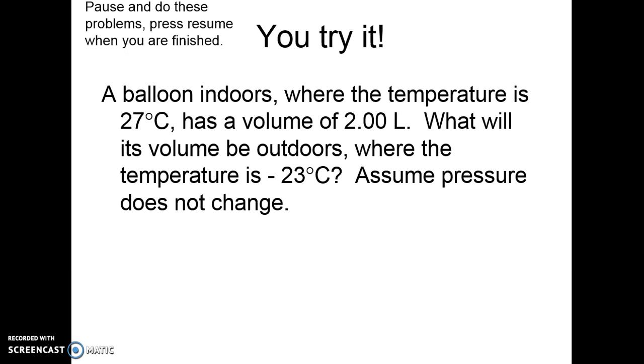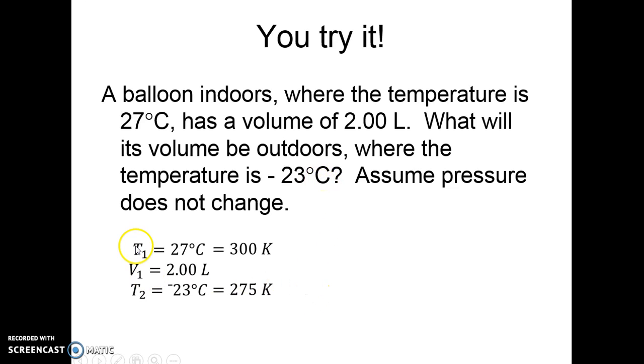Okay, you have a balloon, and it's indoors at 27 degrees Celsius, a volume of 2 liters. What will be its volume outdoors when the temperature is negative 25? These are the variables. T1 is equal to 27 degrees Celsius. V1 equals 2 liters. T2 equals negative 25 degrees Celsius. However, the gas laws do not work with Celsius, so you must convert them to Kelvin.